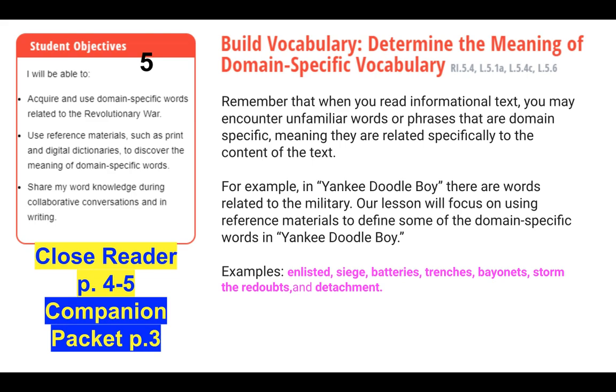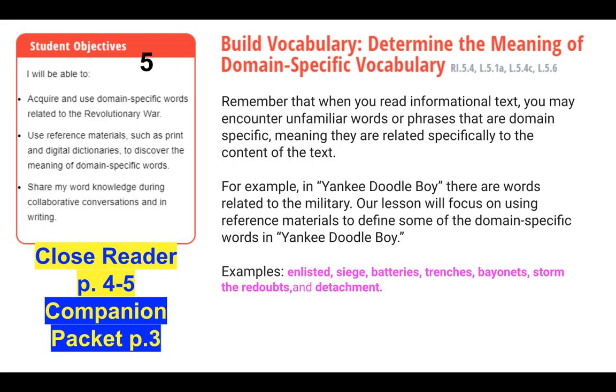And today we're going to talk about determining the meaning of domain specific vocabulary. Remember that when you read informational text, you may encounter unfamiliar words or phrases that are domain specific. That means that they are related specifically to the content of the text. For example, in Yankee Doodle Boy, there are words related to the military. Our lesson will focus on using reference materials to define some of the domain specific words in Yankee Doodle Boy.